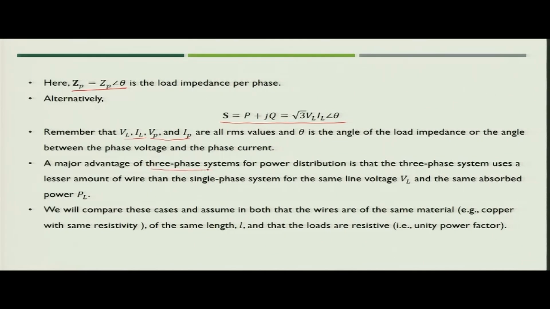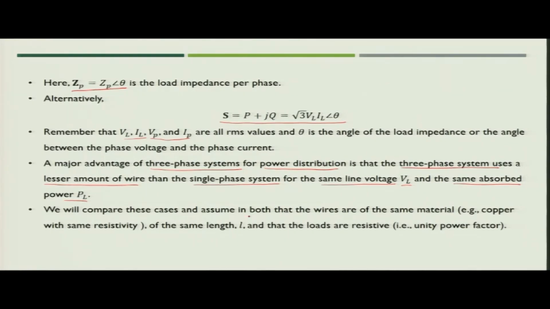The major advantage of the 3 phase system for power distribution is that it uses a lesser amount of wire than the single phase system for the same line voltage VL and same absorbed power PL. How? Let us try to find out and justify that the 3 phase system for power distribution will use less wire when we compare it with the single phase system, which has the same line voltage and same power being fed to the load.